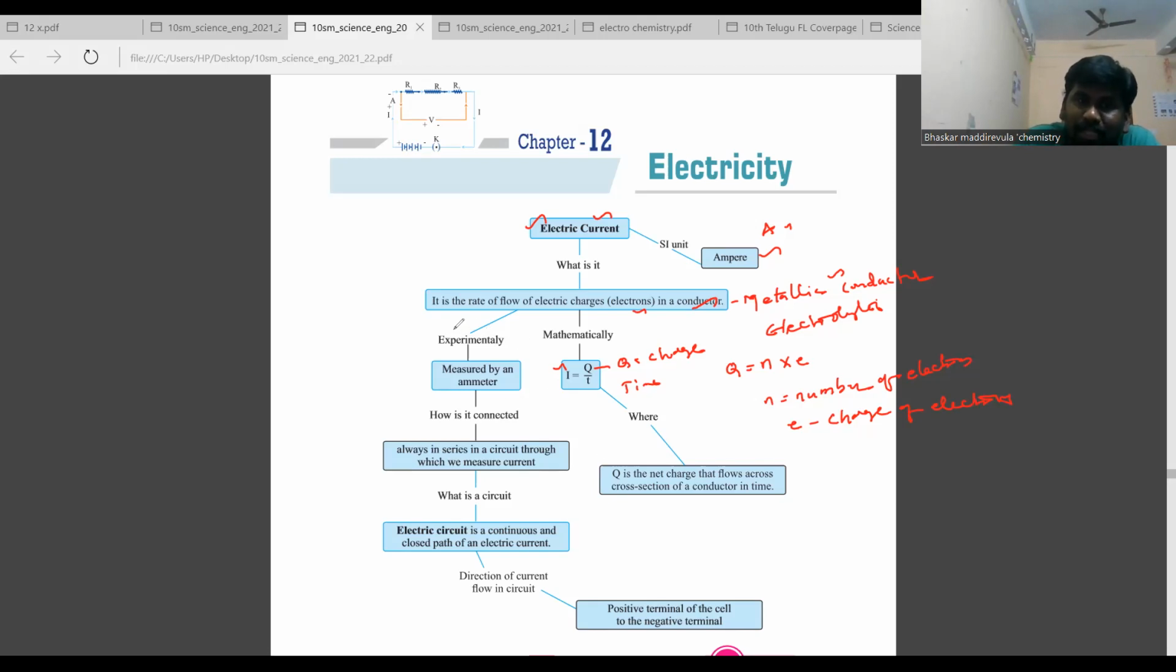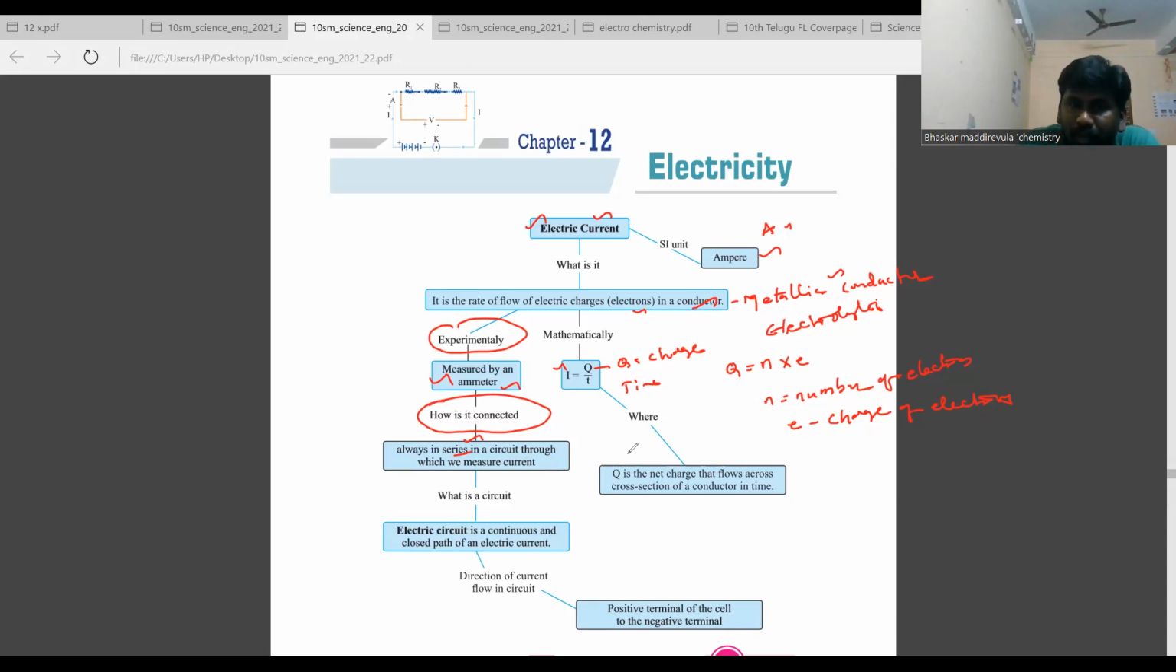And how can we find the current experimentally? Just by using the instrument called an ammeter. With the help of the ammeter, we can find experimentally the flow of electric charges through a conductor, which we call the electric current. Now how is this ammeter connected to the circuit? Always this ammeter is connected in series. Suppose we want to find the electric current in a circuit, you always have to connect it in a series connection.